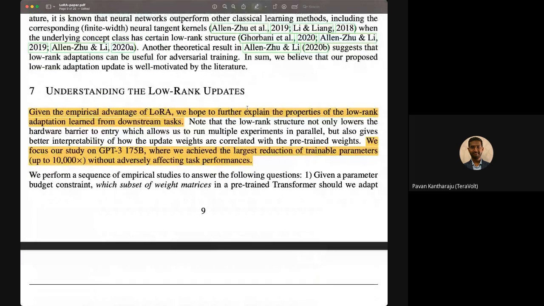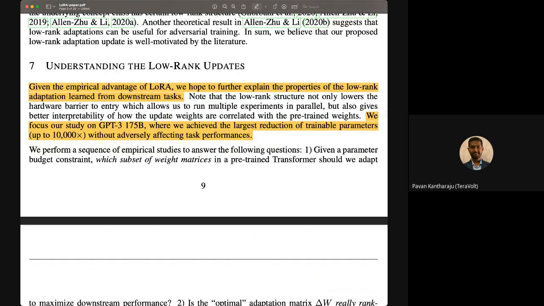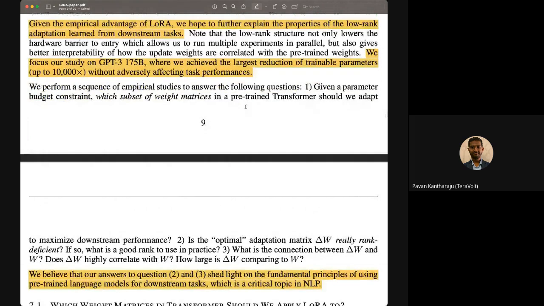Okay, so in this section they want to understand the properties of the learned adaptation matrices that LoRA learns for downstream tasks, and they specifically focus on GPT-3 because that's where they were able to get the largest reduction in number of parameters without affecting task performance substantially. There are three questions they look to answer. The first one is, if I were to give you a budget constraint, which subset of the weight matrices in a pre-trained transformer, specifically within self-attention, should I adapt?